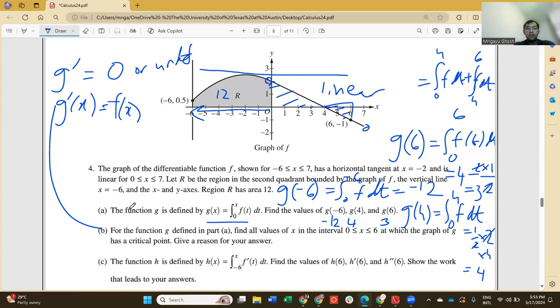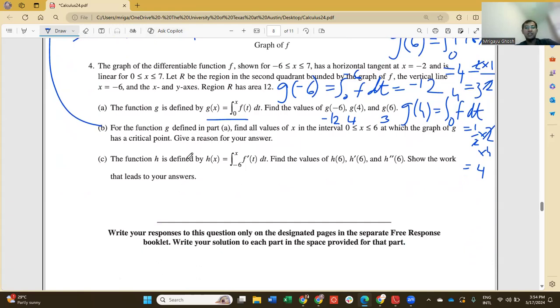And that means if g prime of x is 0 or undefined, we're asking when f of x is 0 or undefined. The only location where f of x is 0 is x equals 4. And that would be it. And the reason for your answer, I think, is that if you write this out, that is your reason. You can put this in words if you want, but you can write fundamental theorem of calculus.